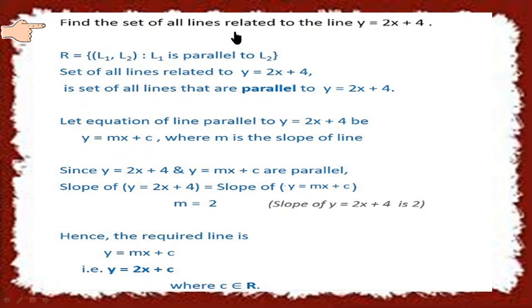Now we have to find the set of all lines which are related to the given line. So the set of all lines related to the given line is the set of all lines that are parallel to this given line, because this is the only relation. So let the equation of a line parallel to the given line be y equal to mx plus c, where m is the slope of the line. If the lines are parallel, it means their slope should be the same. That's what you have studied in class 11th. So what is the slope here? y equal to mx plus c, m is 2. Slope is 2. So the required line is y equal to 2x plus c, where c belongs to R. This is the set of all the lines which are parallel to the given line.